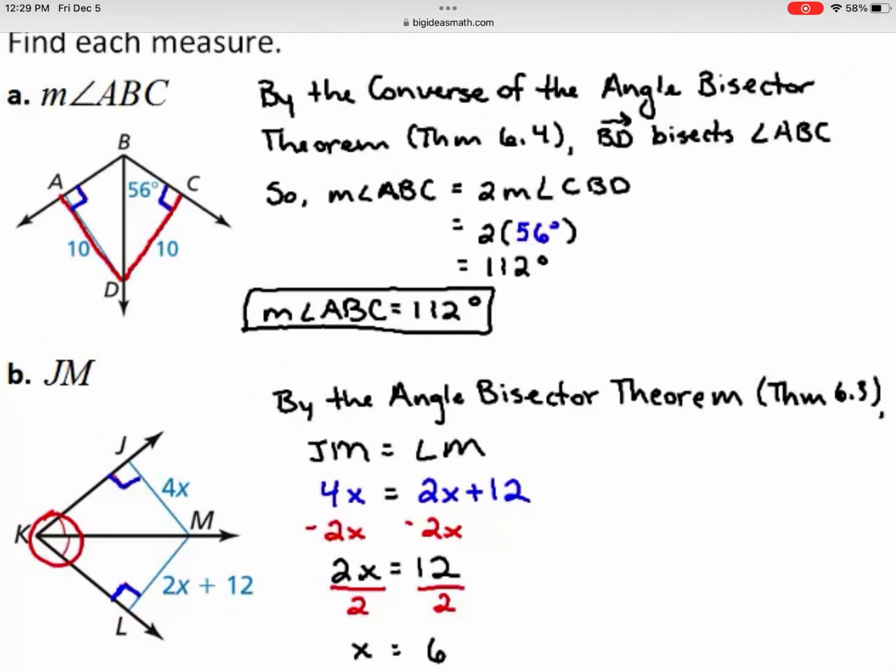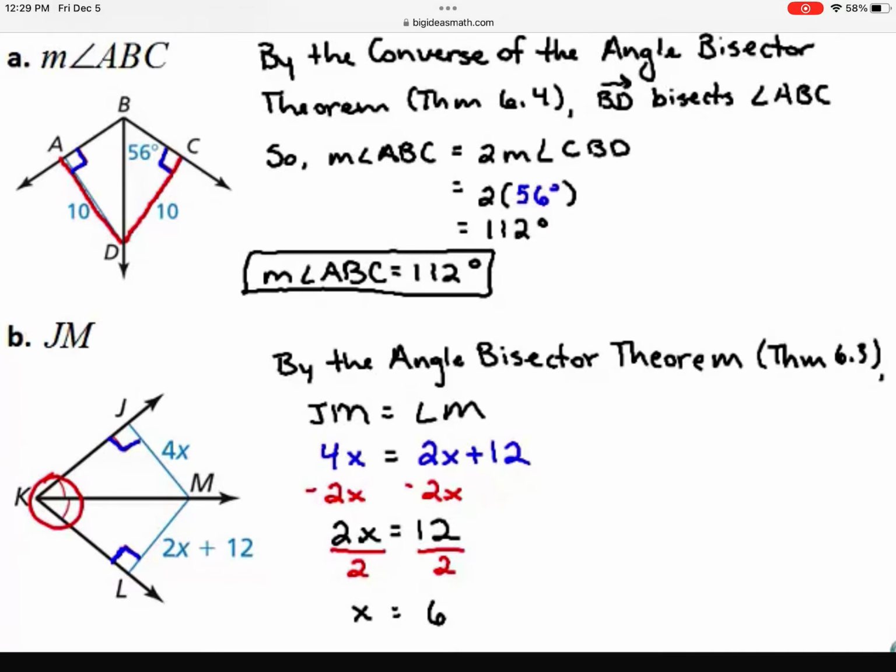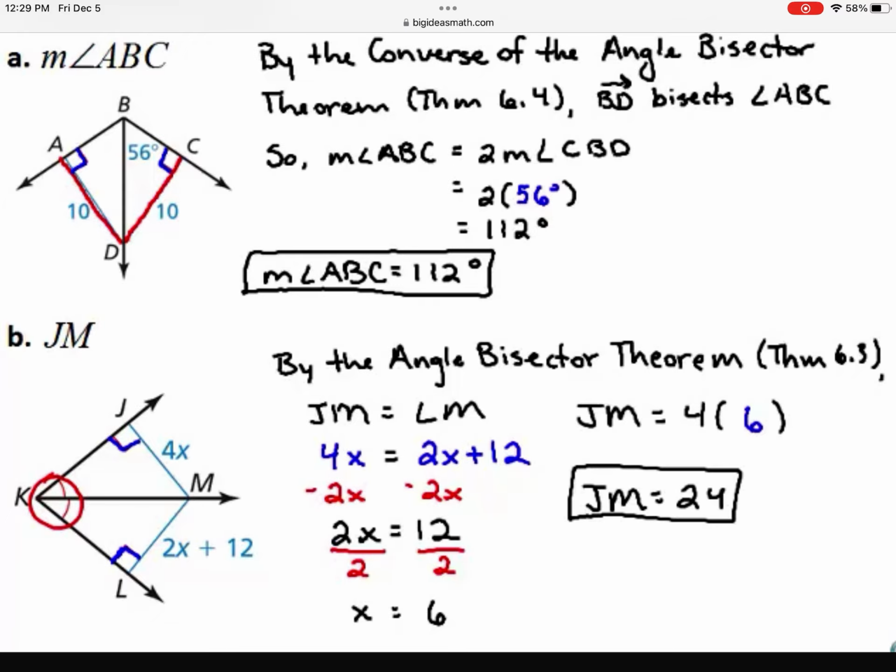Now you can substitute 6 into the original equation for JM, which gives JM equals 4 times 6, which gives JM equals 24.